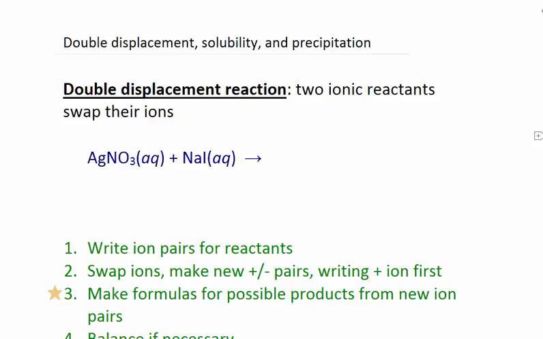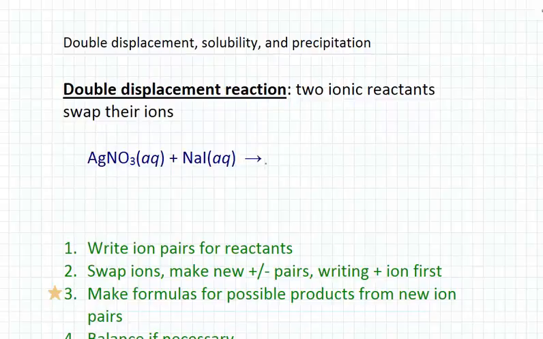So the first type of reaction we'll start with is called double displacement. It's where two ionic reactants swap their ions. So these two reactants are ionic, okay? Because in this case we've got silver, and silver was one of those fixed charge transition metals. Anybody remember what charge silver has? Silver is single plus, and nitrate is 1 minus. Sodium is plus, iodide 1 minus.